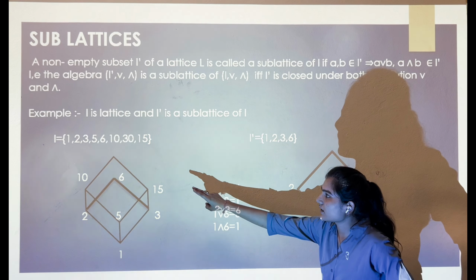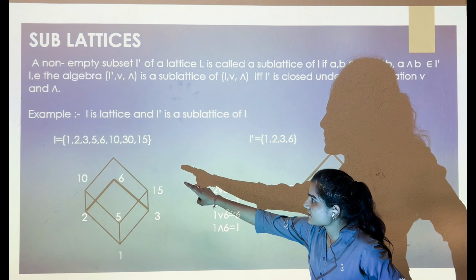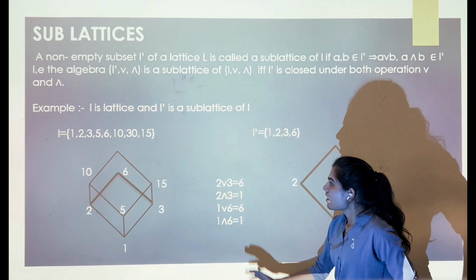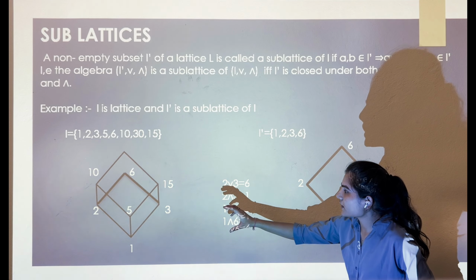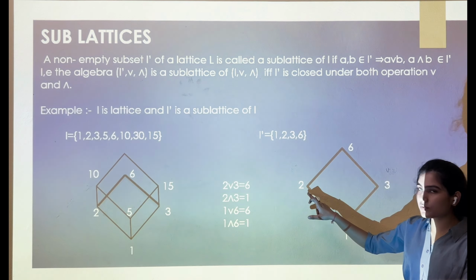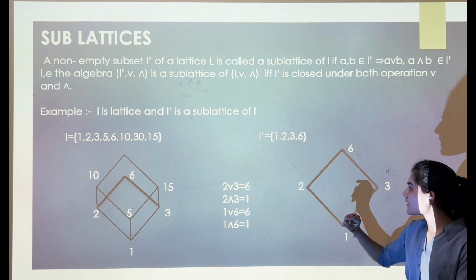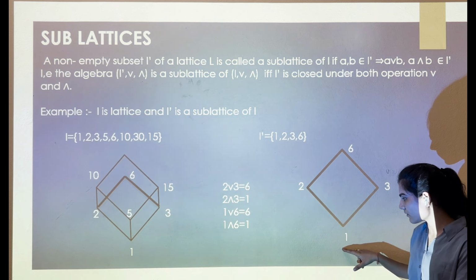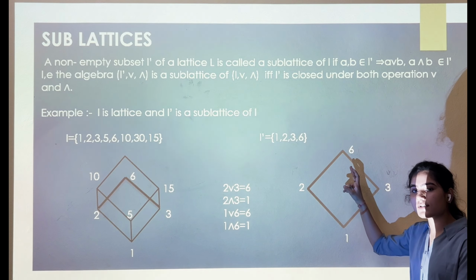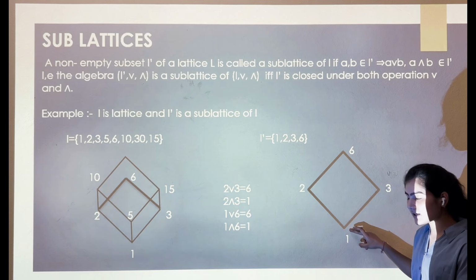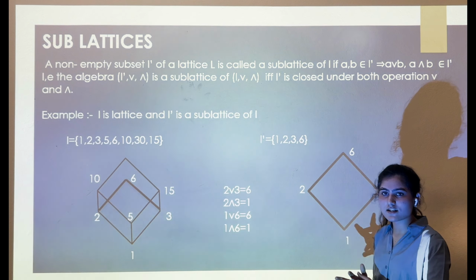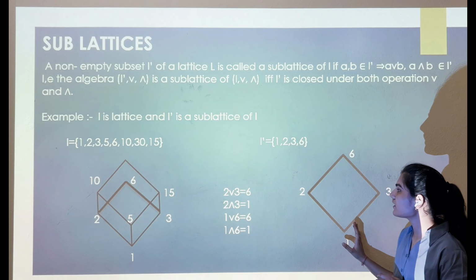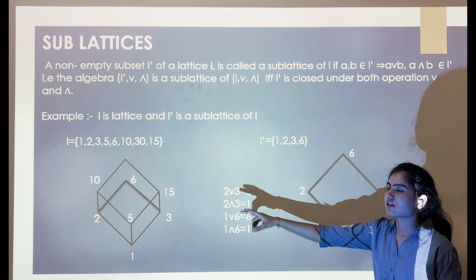So we have L as 1, 2, 3, 5, 6, 10, 13 and 15. We take the subset of this lattice which is 1, 2, 6 and 3. Here we can see that 2 and 3 have join 6, and 2 and 3 have meet 1, and 6 and 1 have join 6, and 6 and 1 have meet 1. So every pair has a LUB and GLB. So this particular lattice is a sublattice of L.